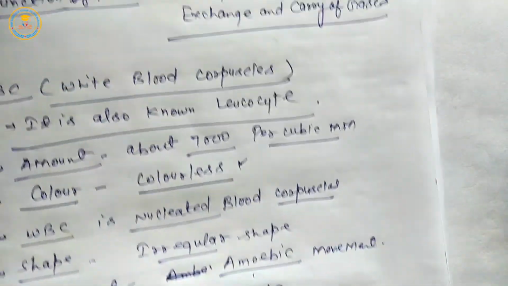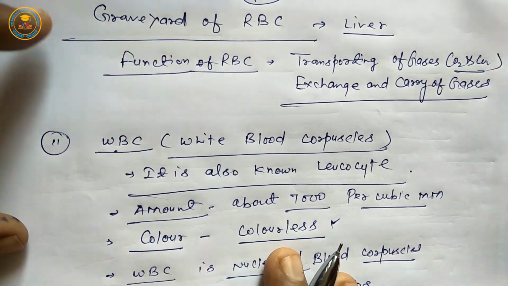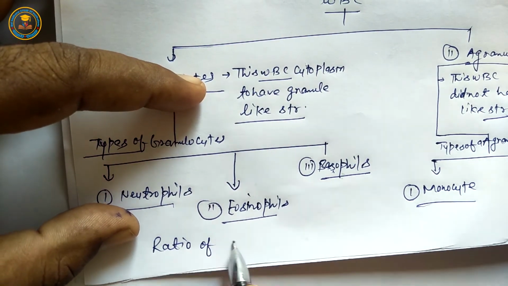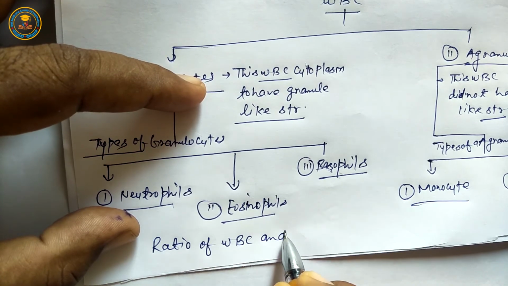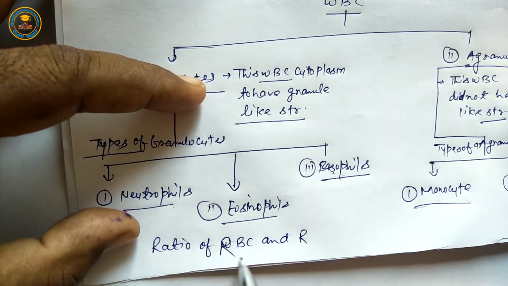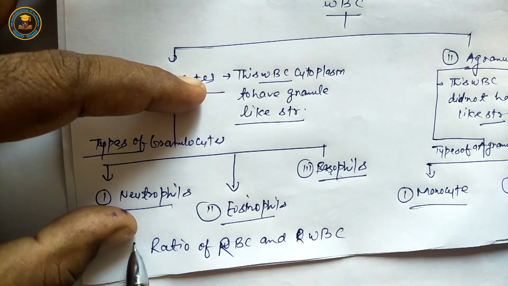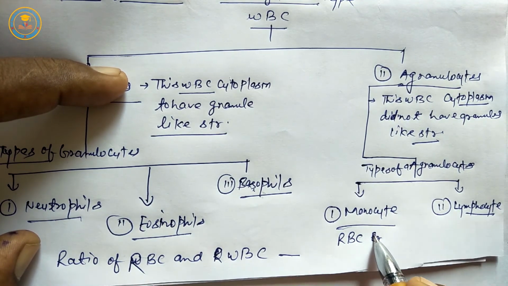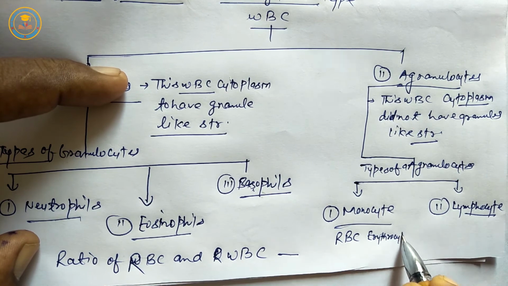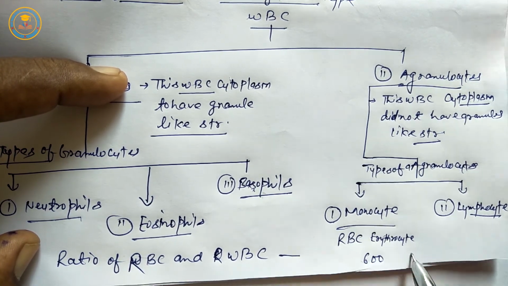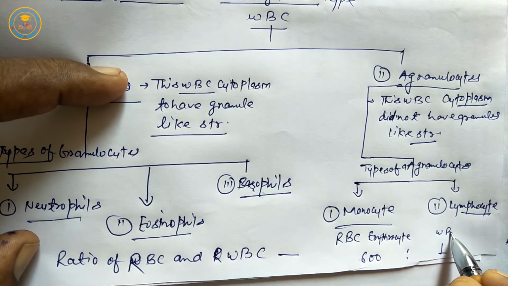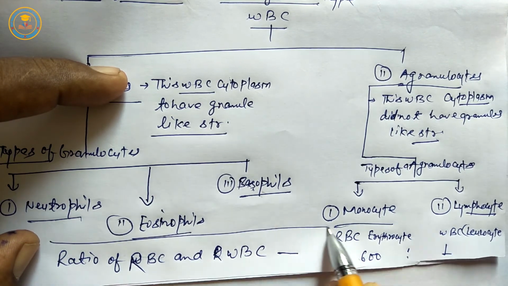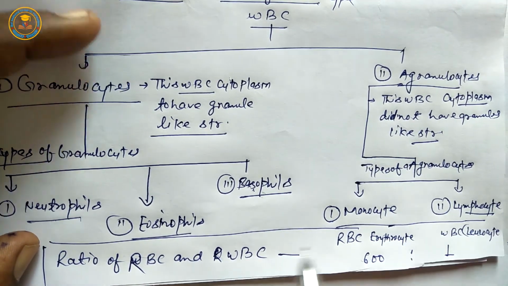Next is ratio of WBC and RBC. It means RBC, it is also known as erythrocytes, is 600 ratio to 1 WBC, it means leukocyte. So next day we will study types of WBC.